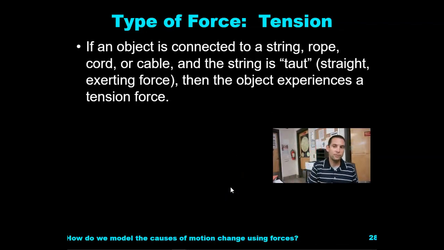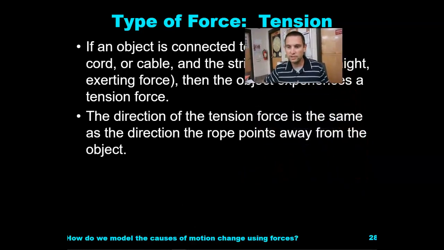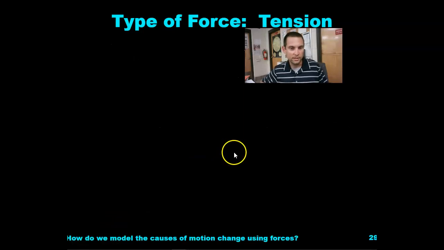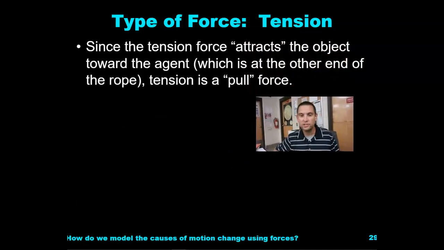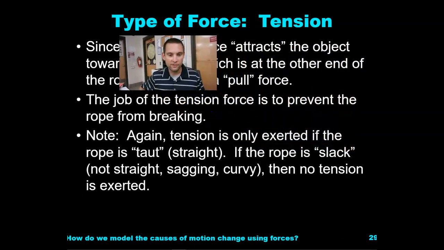If an object is connected to a rope or string, then the string has to be taut, and the object is going to experience a tension force. The direction of the tension force is the same as the direction the rope points away from the object. The agent of the tension force is not the rope itself, but rather the object the other end of the rope is attached to. Since tension force attracts the object towards the agent, it's a pull force. The job of the tension force is to prevent the rope from breaking.